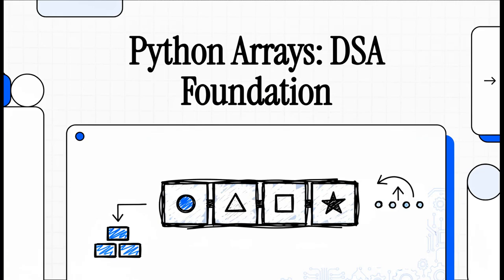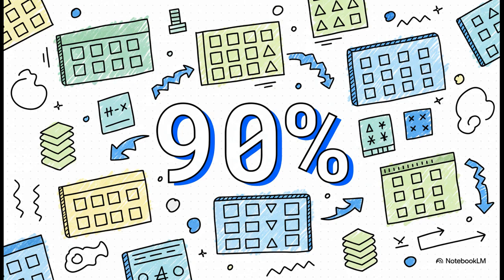All right, let's talk about something that is, no joke, the most important foundation you'll ever need for data structures and algorithms. We're going to master Python arrays. So, why are we starting here? Get this. A staggering 90% of all data structure problems, I'm talking stacks, queues, hash maps, you name it, are all fundamentally built on arrays. Seriously, if you get this one concept down, you're pretty much most of the way there.